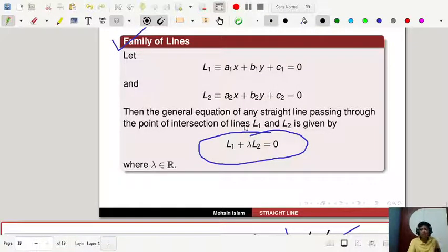So this is the theoretical aspect of the straight line. I covered all the theoretical aspects of the straight lines.